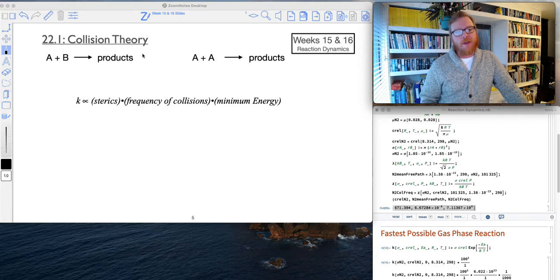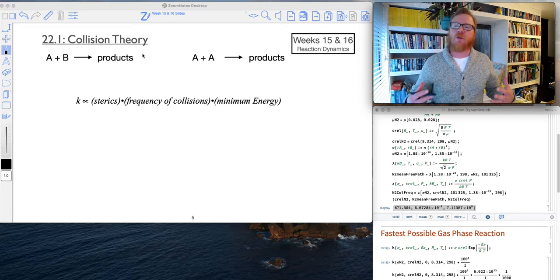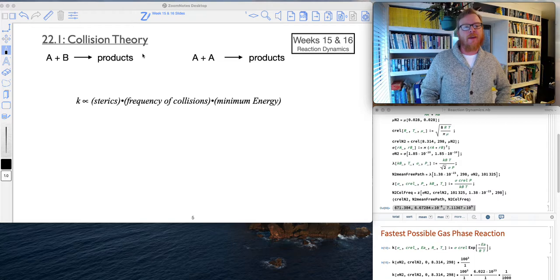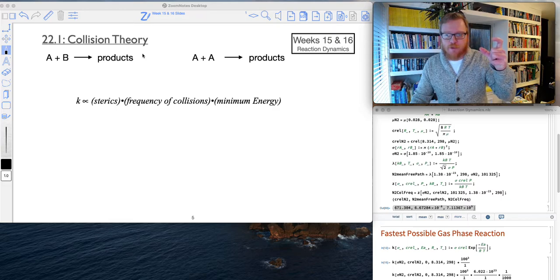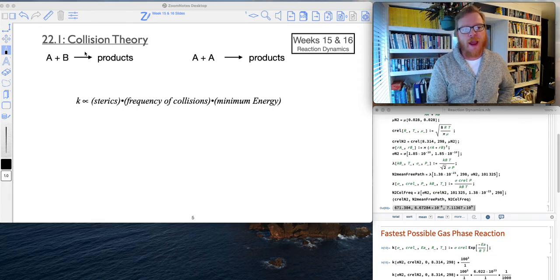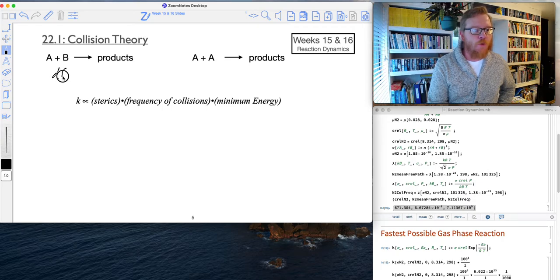Collision theory picks up right where we left off on the mean free path and frequency of collisions. It's a way that we can predict what the fastest possible gas phase reaction should be. As you might guess, it's based on the average distance a molecule travels before it collides, as well as the frequency of those collisions. We could think of this either for A plus B going to products or A plus A going to products.